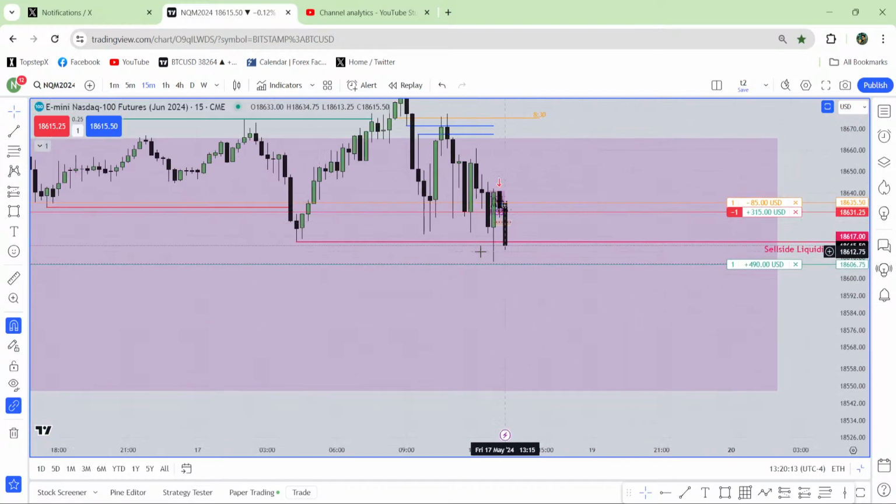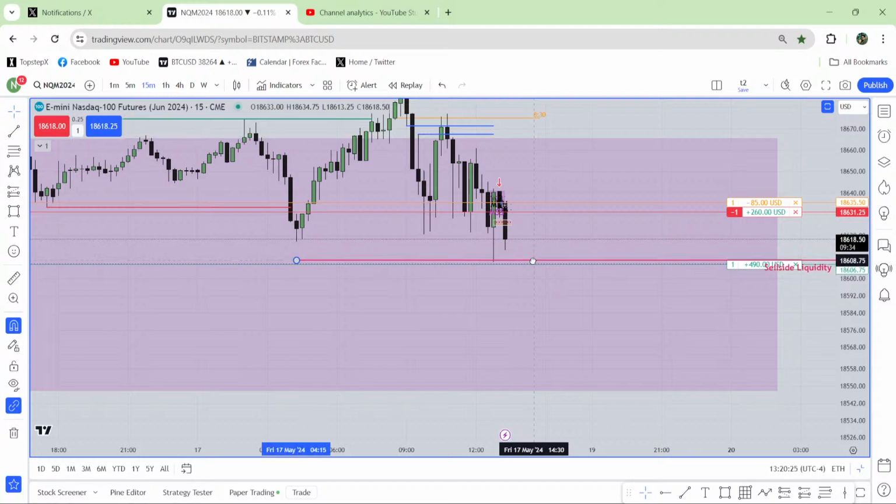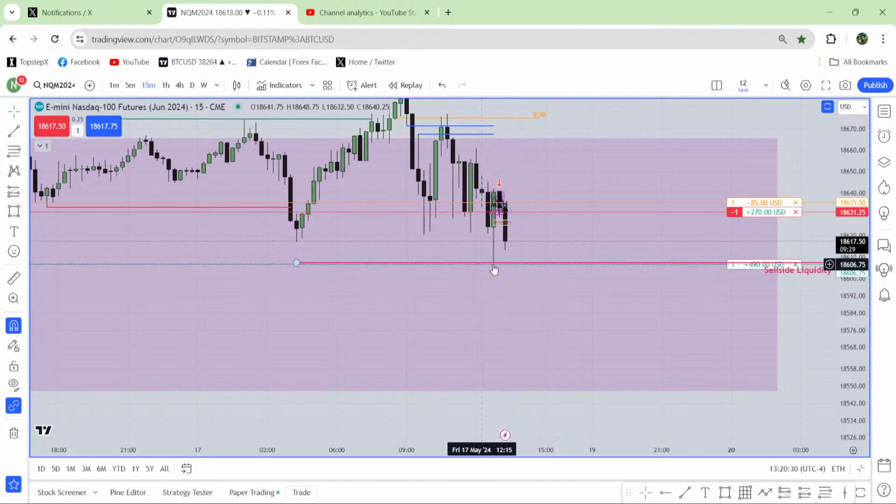How did it take it? How has it taken the sell side liquidity? What is this called? I believe all of you know what this is called. And if you really know what this is called, then you will put your sell side liquidity over there, and you will believe that this is now my new sell side liquidity, and the market should go for that sell side liquidity, because I will call this the obvious liquidity.